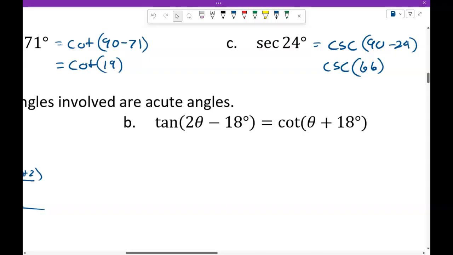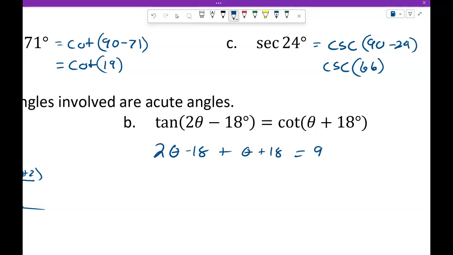This holds true for any cofunction relationship. 2 theta minus 18 plus theta plus 18 has to equal 90 degrees because tangent and cotangent are cofunctions. We combine like terms. 3 theta equals 90. Theta equals 30 degrees.